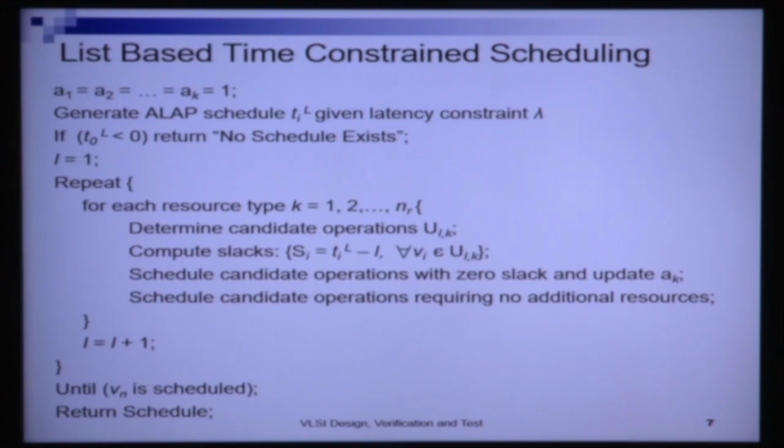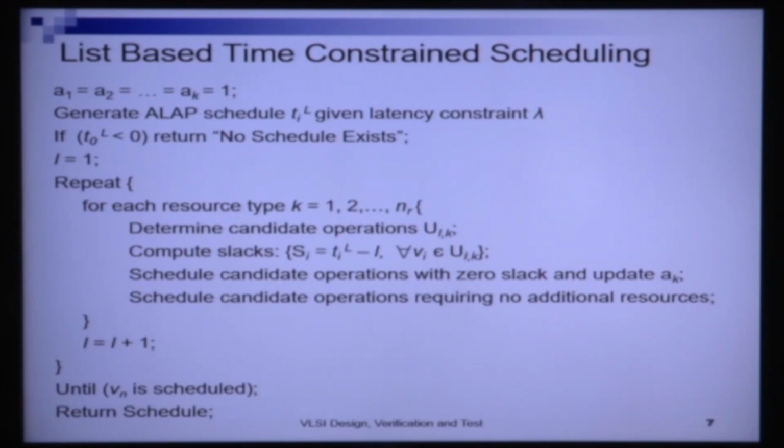Firstly, for each type of resource, we assume that we have only one unit of that resource available, because we want to minimize resource usage. Now, we do the ALAP schedule to generate the TiL values given the latency constraint lambda. Here, we are given a latency constraint bound lambda, and we find the ALAP schedule based on that.